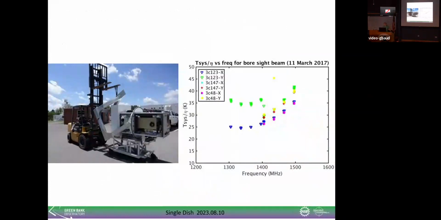And with that said, these are our results. You'll notice we get about 25 Kelvin Tsys over aperture efficiency. And so that makes it a viable instrument.